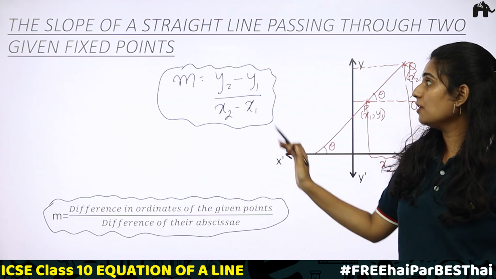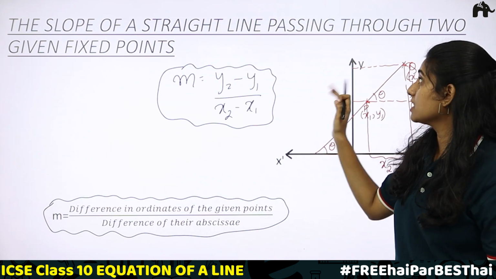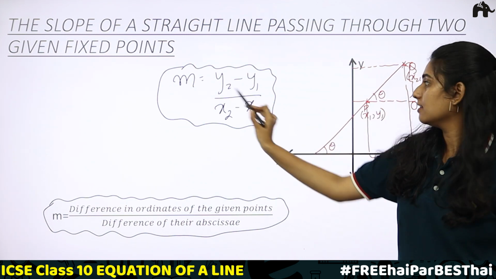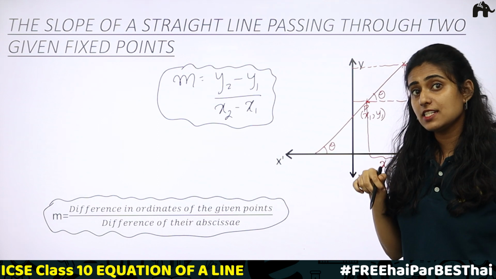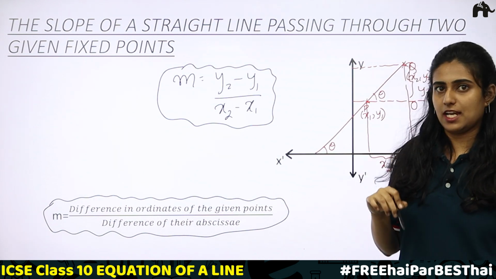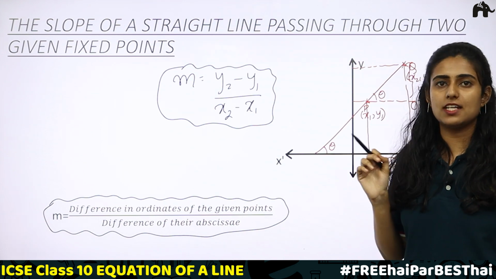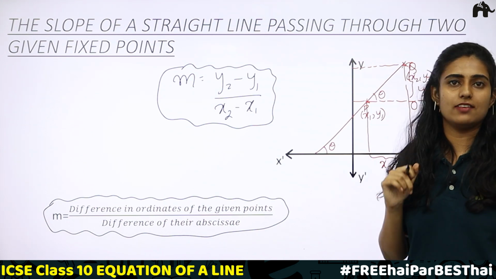Clear? So, to find the slope of a straight line passing through 2 given points, we can take this formula. If inclination is given, we will take the other formula, that is, M is equal to tan theta. Just we have to substitute the value of theta. The value of tan theta will give us the slope.